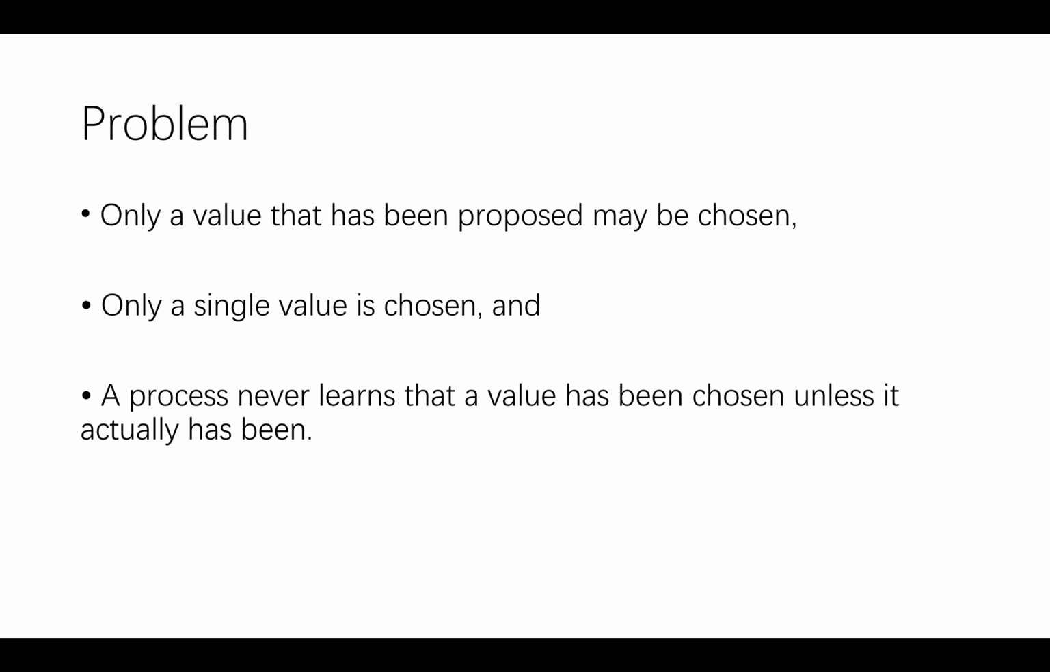The second is only a single value is chosen, which means they need all to agree on a single value. And the third one is the process never learns that a value has been chosen unless it has actually been. It means that you cannot basically pre-code the values into the processes. They have to communicate with each other and make a decision.